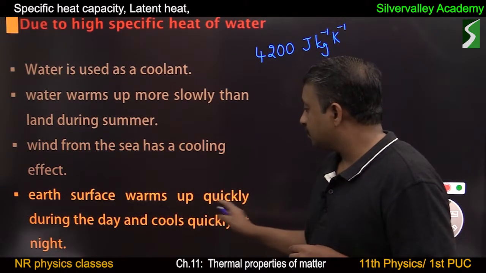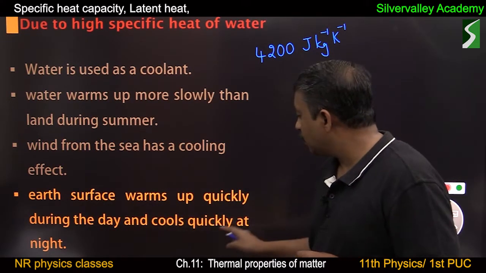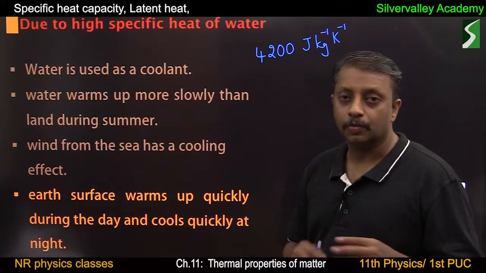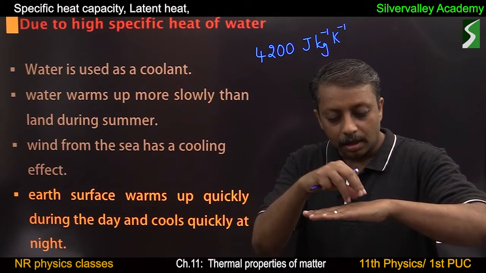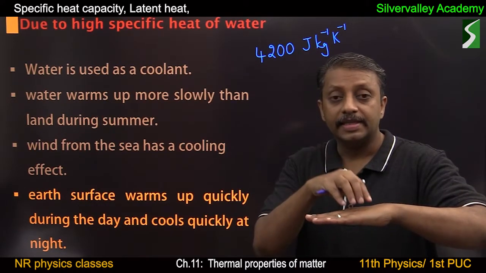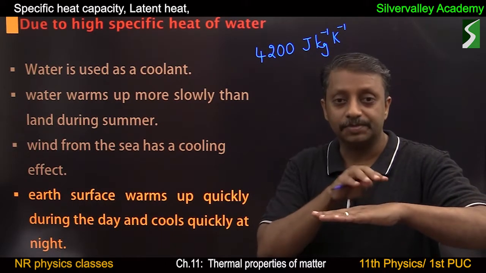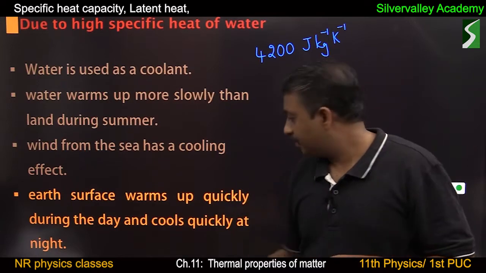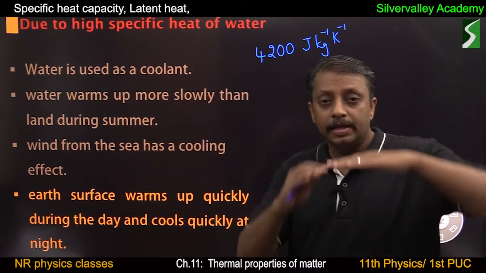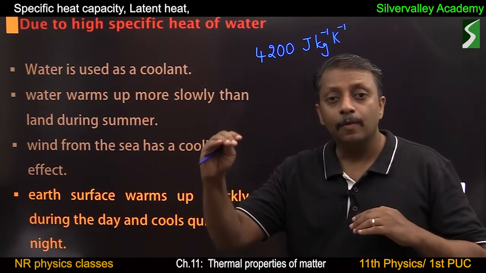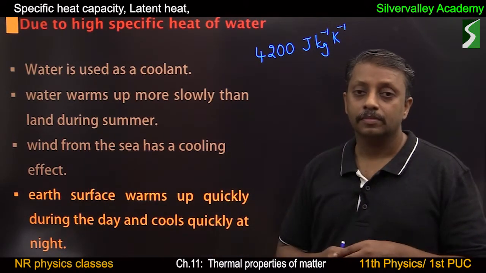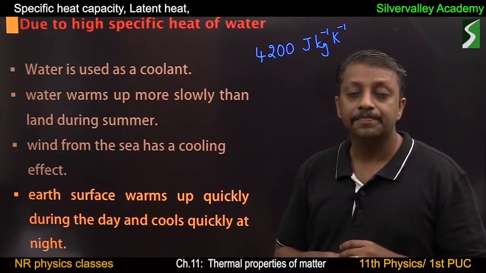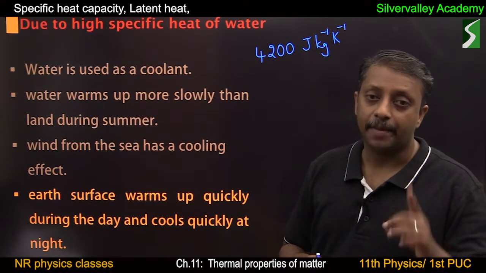Earth's surface warms up quickly during the day and cools quickly during the night. True. So land, after absorption of heat, is heated quickly because of very low specific heat. At the same time, during night times, it cools down faster than water. Water takes more time to cool down. Again, what is the reason? High specific heat capacity.